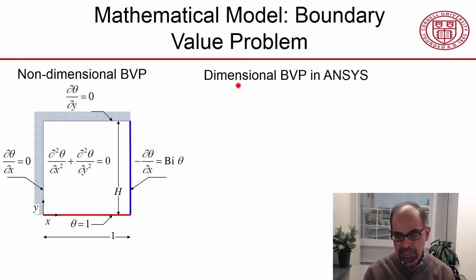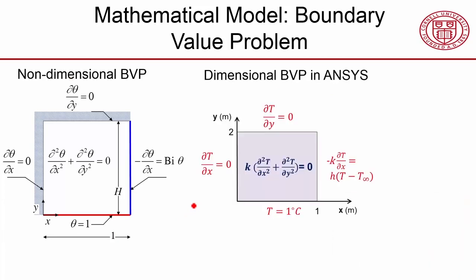We have to input a dimensional boundary value problem in ANSYS, and this has to correspond to the non-dimensional boundary value problem. And here's a dimensional boundary value problem we will input into ANSYS. And what I did was I worked out the corresponding inputs in ANSYS such that this problem would look exactly like that problem. First, let's take a look at the governing equation. This looks the same, and I can set any value of k, and essentially those two equations are the same. And this is energy conservation in the absence of heat generation.